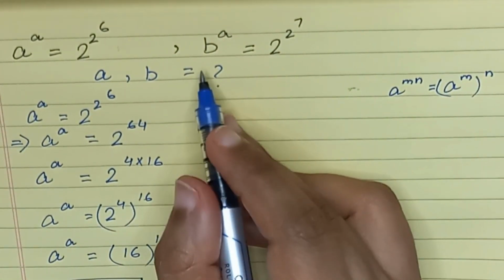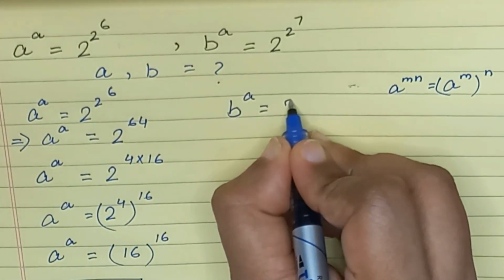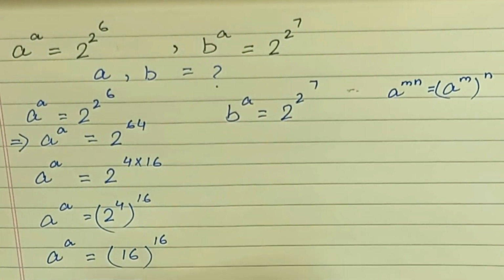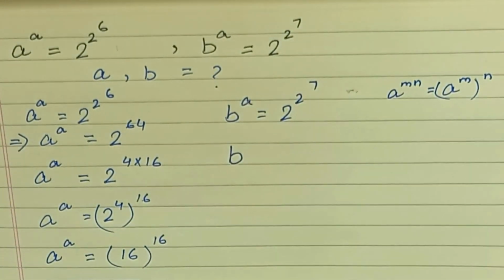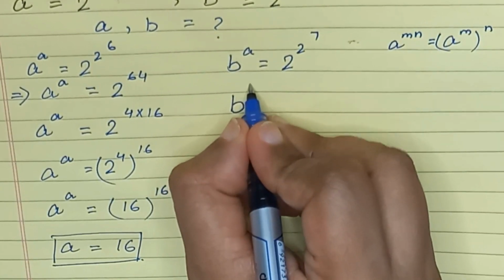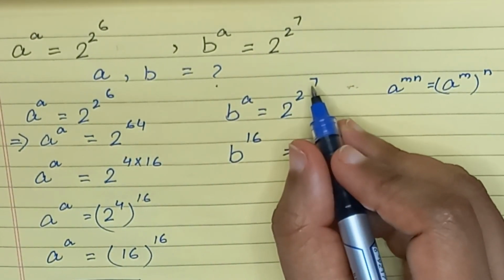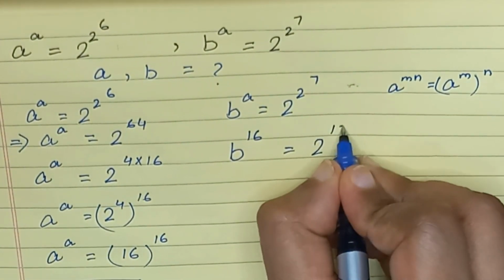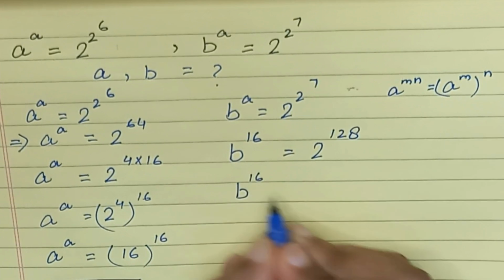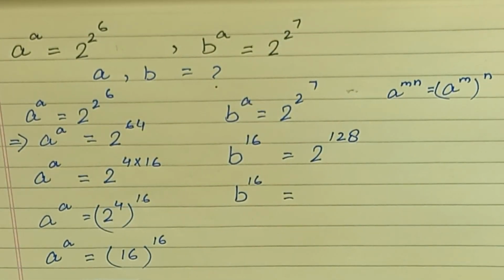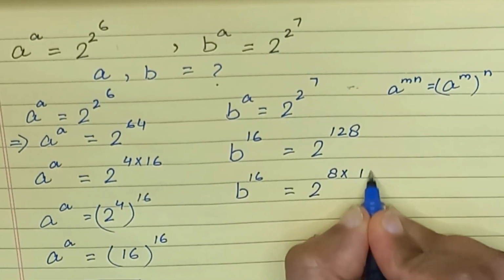Now we have b raised to the power a, which is equal to 2 raised to the power 2 raised to the power 7. So it will become b raised to the power 16, since a is 16, which is equal to 2 raised to the power 7, the same as 128. So b raised to the power 16 will be equal to 2 raised to the power 8 multiplied by 16.